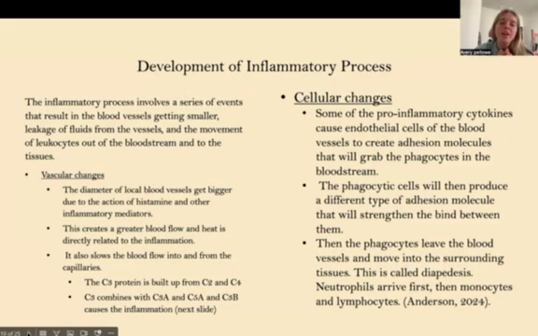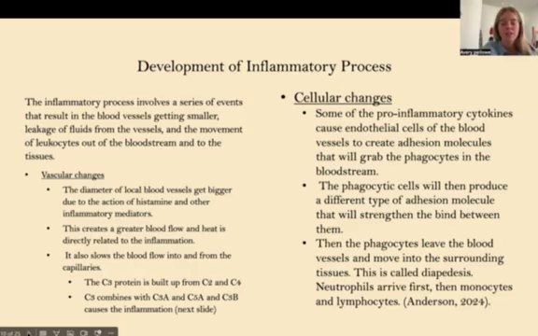Okay, now we're going to talk about the development of the inflammatory process. There's going to be a series of steps that occur when tissue is injured or affected. So first, it's going to start with vascular changes. These will take place and the blood vessels get larger due to mediators like histamine, increasing blood flow and heat in the area.